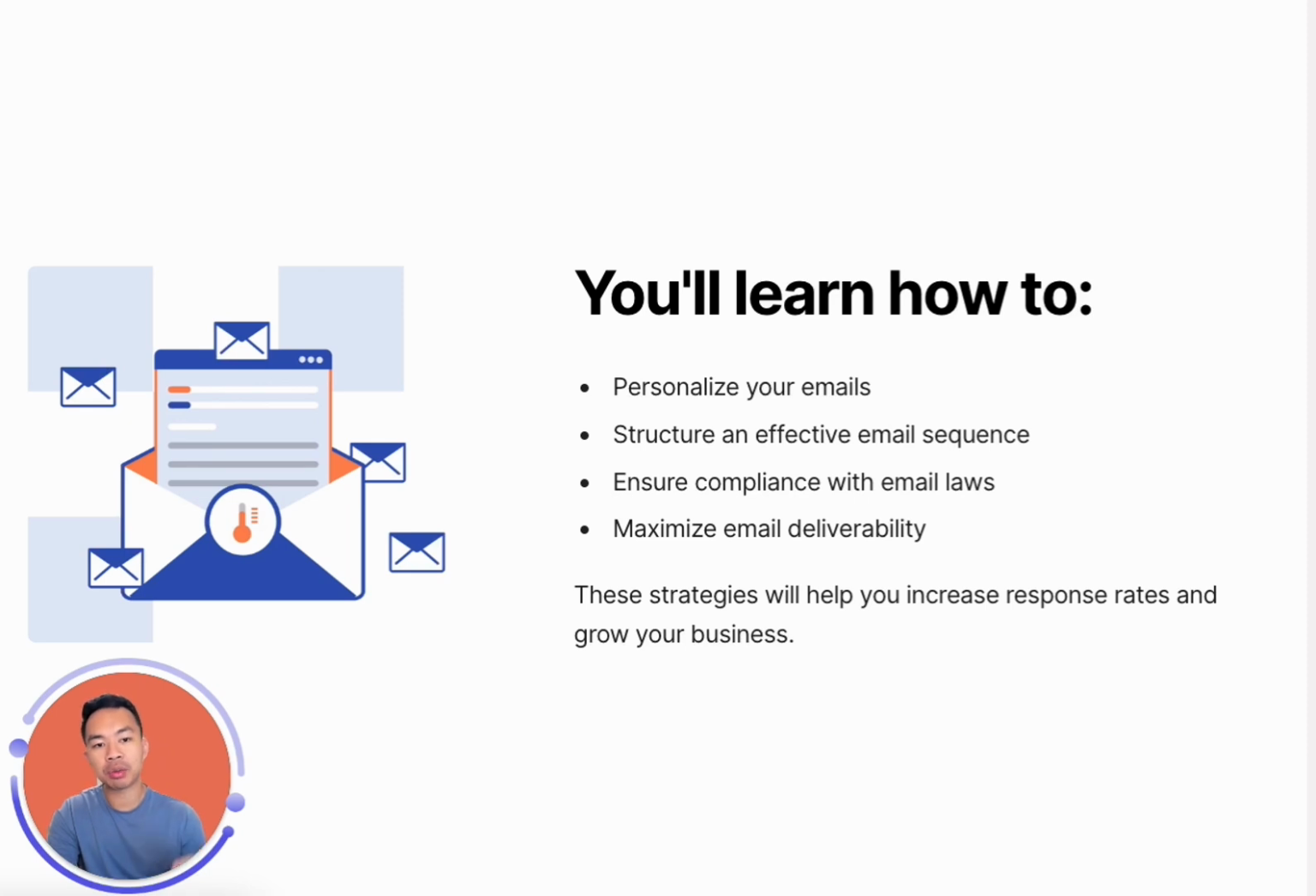And we're going to cover everything from using MailMeter as the go-to spam checker to structuring an effective email sequence and following the email laws and regulations. So why is this important? Well, did you know that an average office worker receives over 120 emails a day? When I first heard about this, I was like, is this accurate? But apparently it is. And 120 emails a day, that is insane, right?